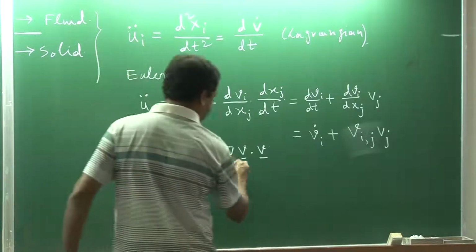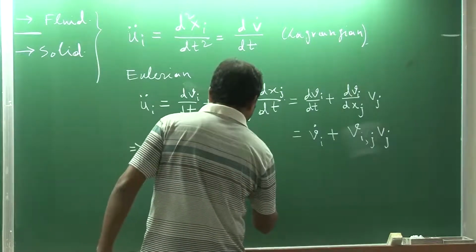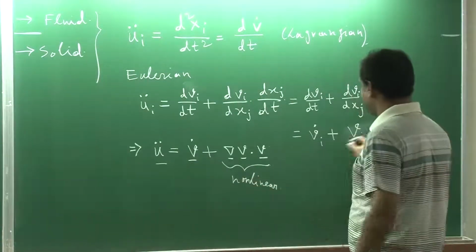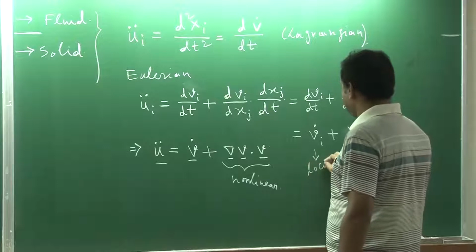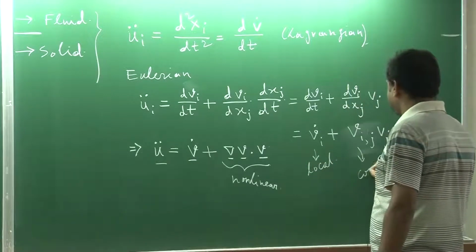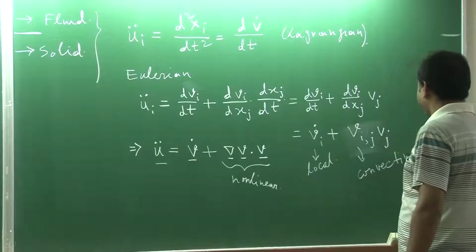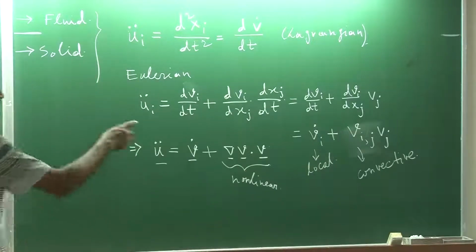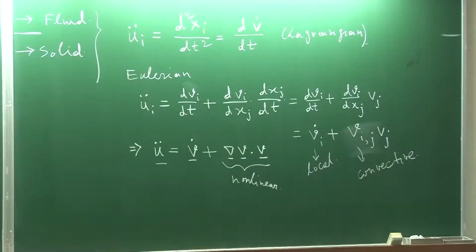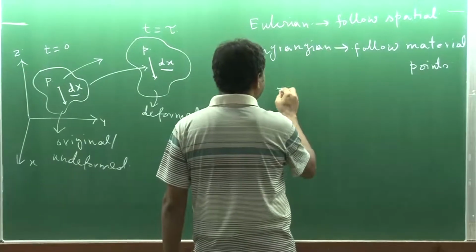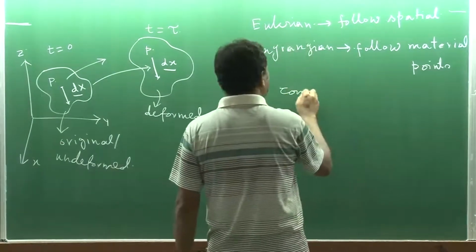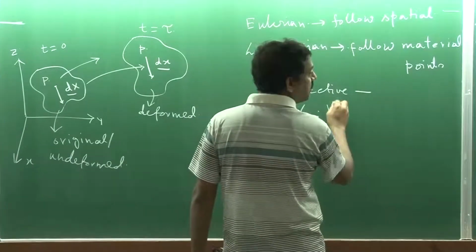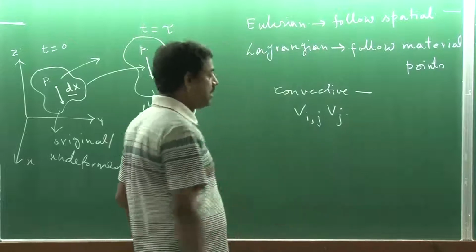And do you see that this is a nonlinear term. This one is called local acceleration, the time variation, and this is called convective acceleration, which is conventionally used in fluid mechanics in control volume. So, this convective term, v_i comma j, v_j, we get for all three axes.